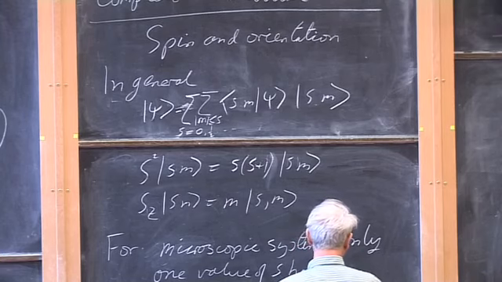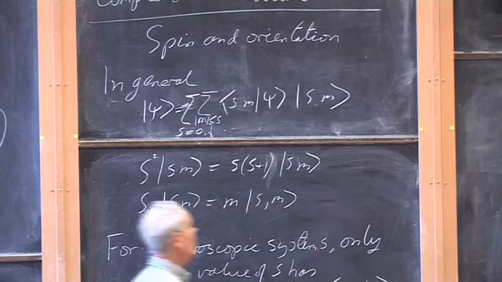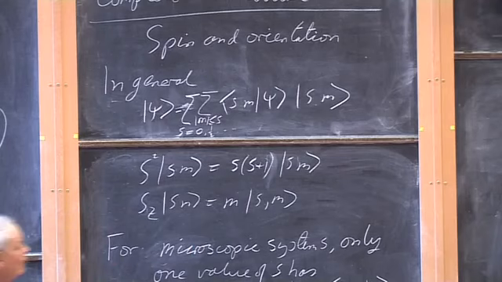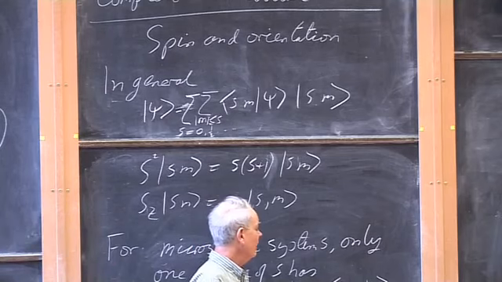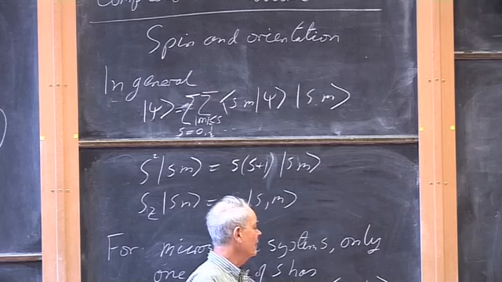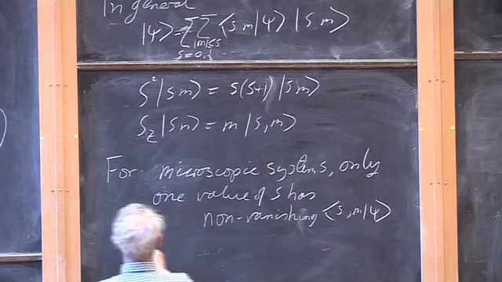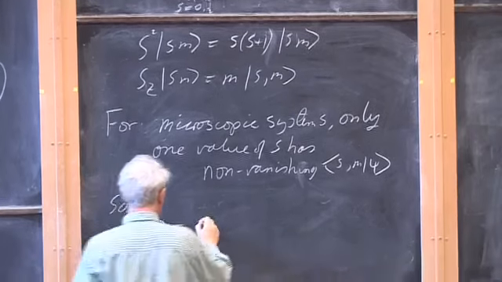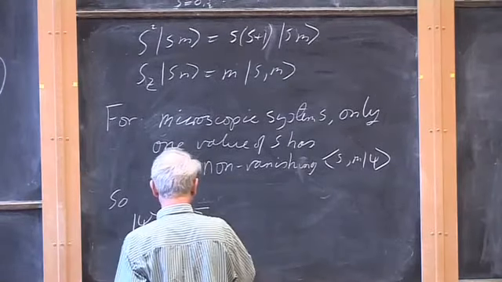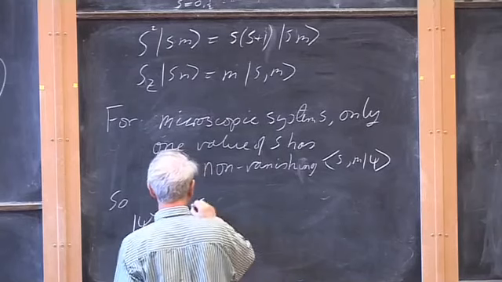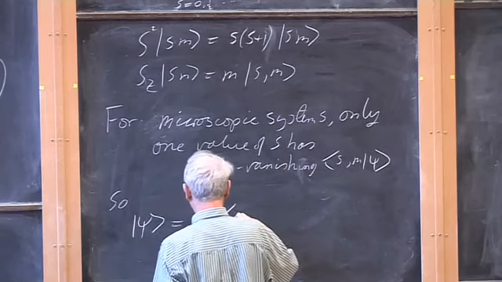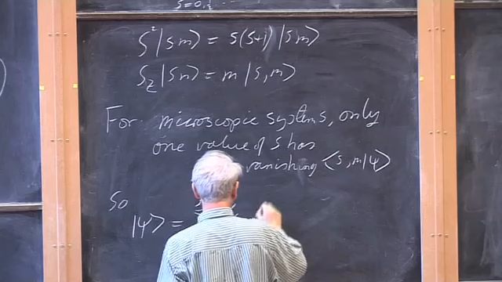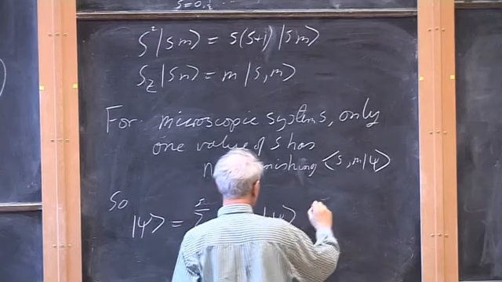In other words, we can say at the outset that the amplitude to find a value of S other than a value that's peculiar to the system is 0, so we just don't need to consider it. So we're able to write that psi is equal to a sum from M equals minus S to S of |S, M><S, M|psi>.